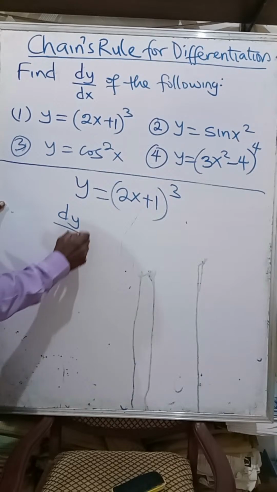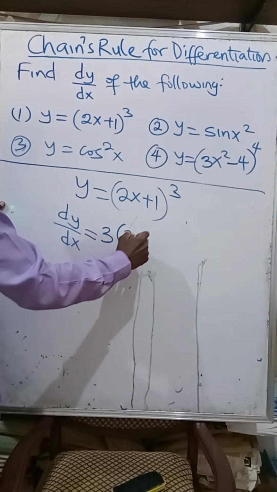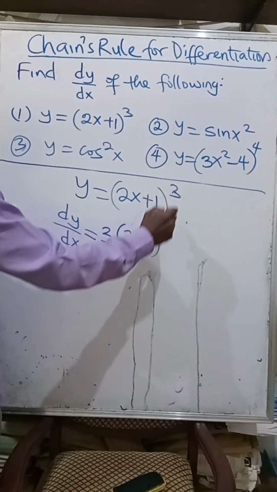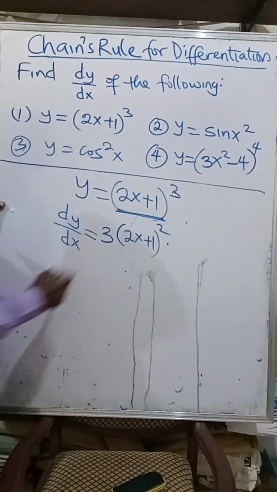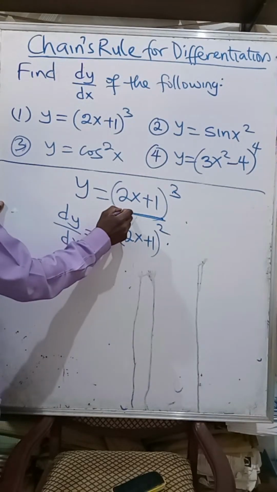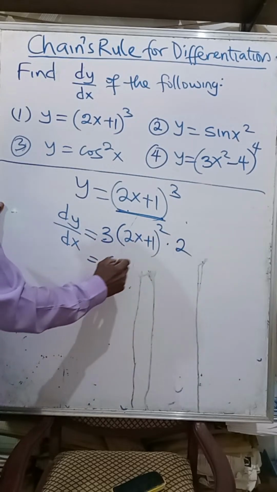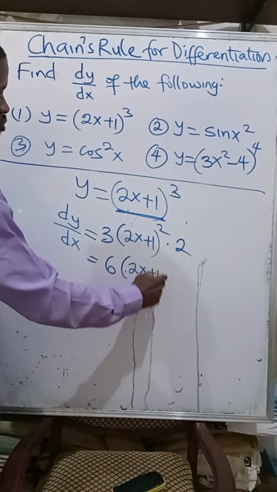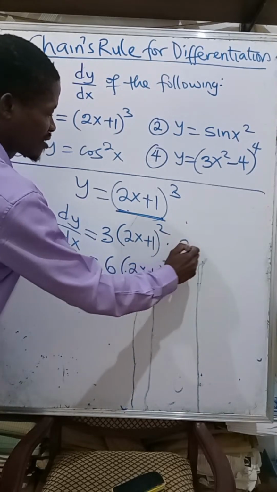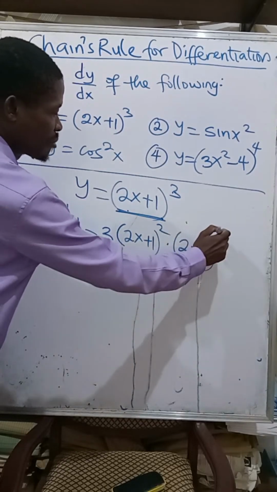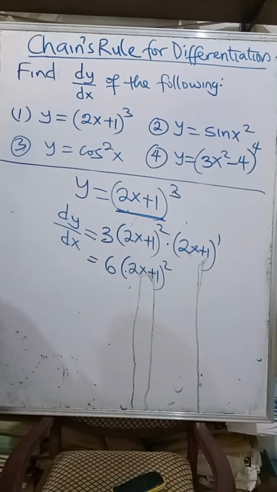The dy/dx will equal to what? This one will go to the front, the 3. Then the expression 2x plus 1, the power 3 minus 1, that's 2. And then times the derivative of this composite function. The derivative of 2x plus 1 is 2. So that's 3 times 2, that's 6, times 2x plus 1 squared. Here I can just write 2x plus 1 and put a prime. That's the derivative of 2x plus 1, the composite function.